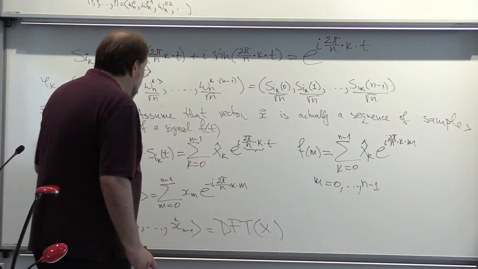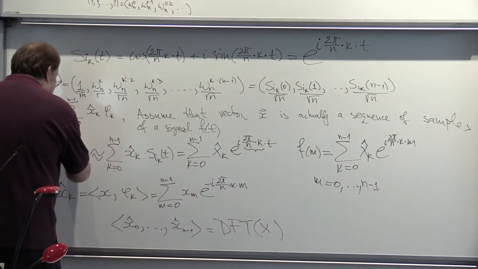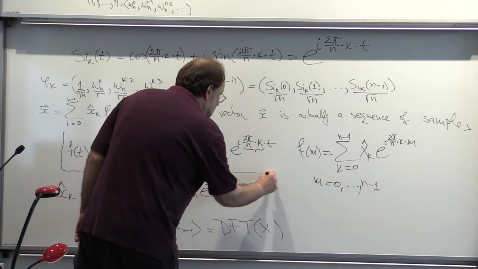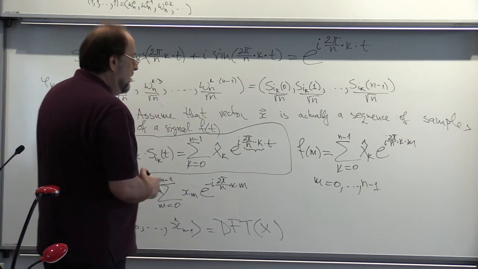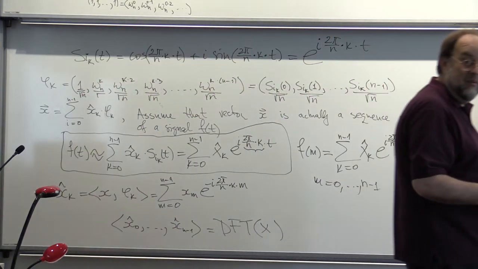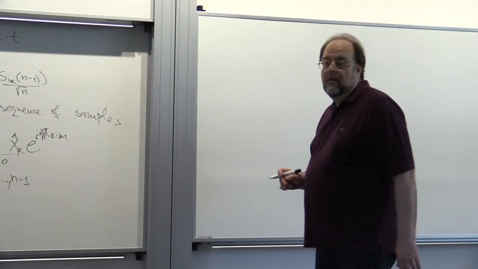Let's look again at this formula here, and write it in a tiny little bit different way. You've forgotten all the square root n's. Thank you very much, Matt, as usual, is alert. Where did I miss? Here is square root n.